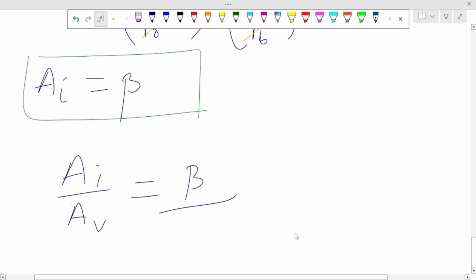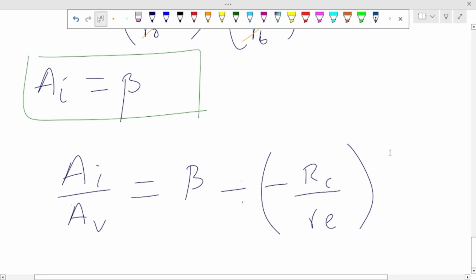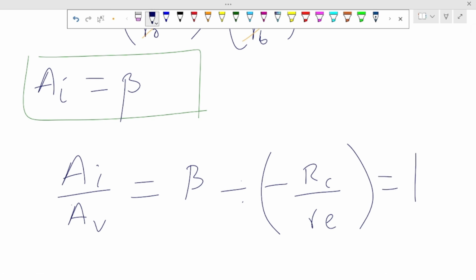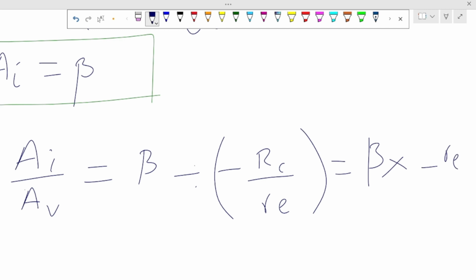Let me just put it out here like this. Divided by negative RC over RE. Of course, when we switch this division sign, it becomes multiplication, and we have beta times negative RE over RC.